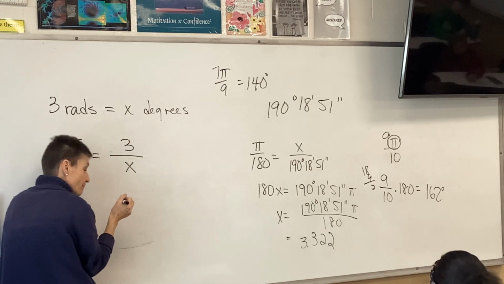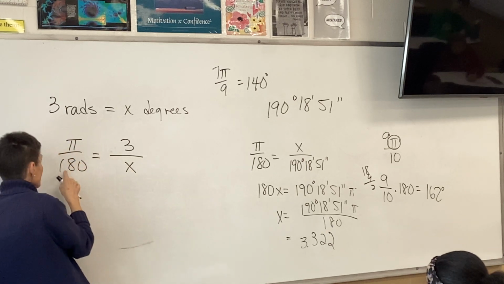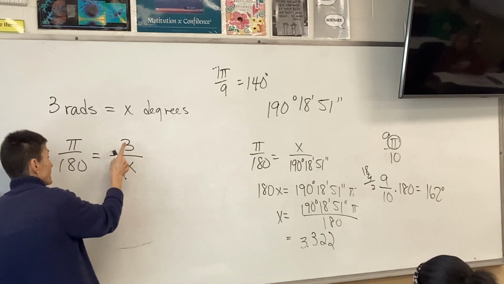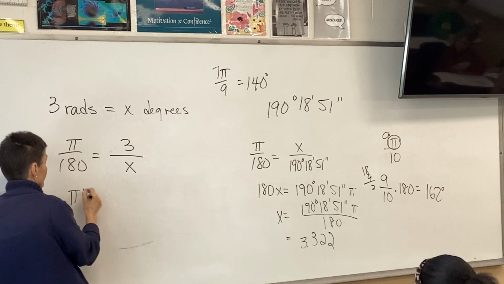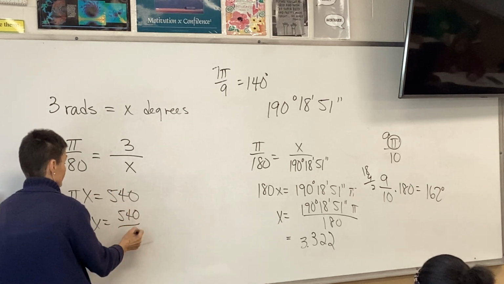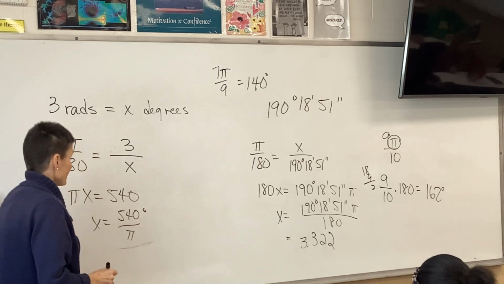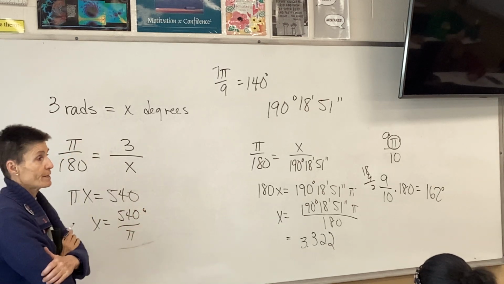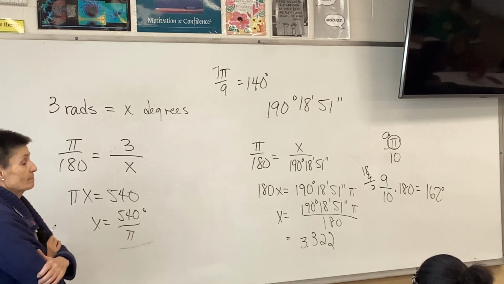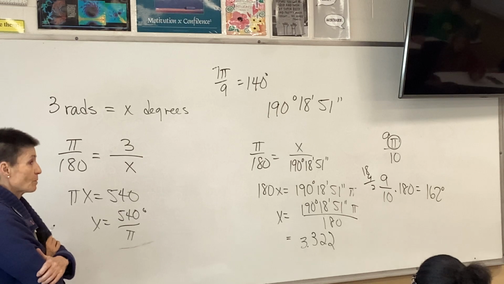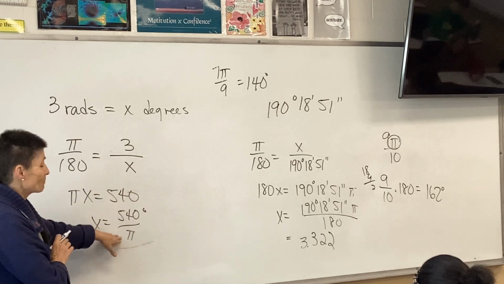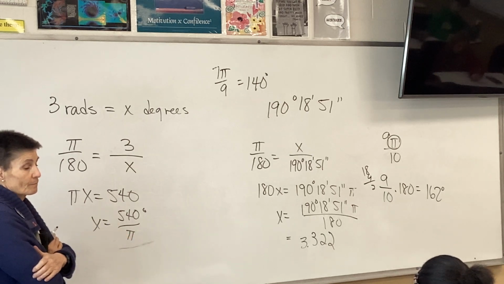So pi radians is always 180. Question is, 3 radians is what? The answer is 540 divided by pi degrees. Don't mess with it. That's the degree measure. Whatever x came out to be, that is the degree measure.